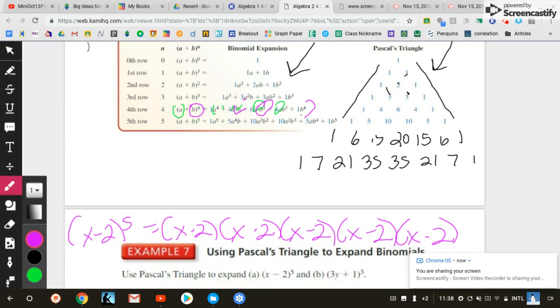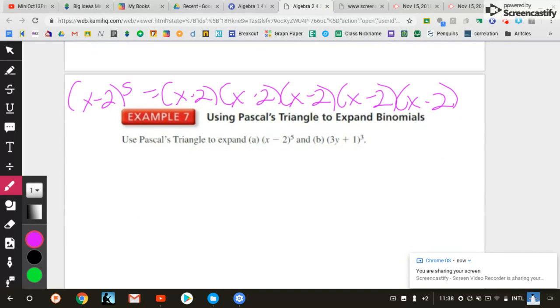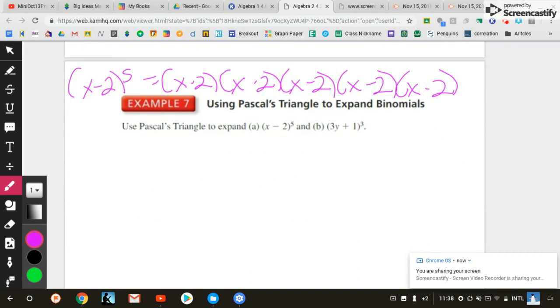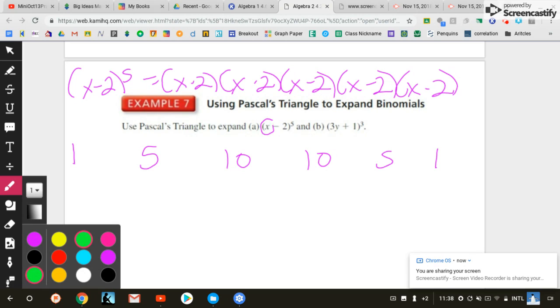So what I want to do is, since I'm raising to the 5th power, I'm going to look at the 5th row. And I'm going to note the coefficients: 1, 5, 10, 10, 5, and 1. So to expand x minus 2 to the 5th, I'm going to use 1, 5, 10, 10, 5, and 1. So those are the coefficients. Now I'm going to look at my first term.